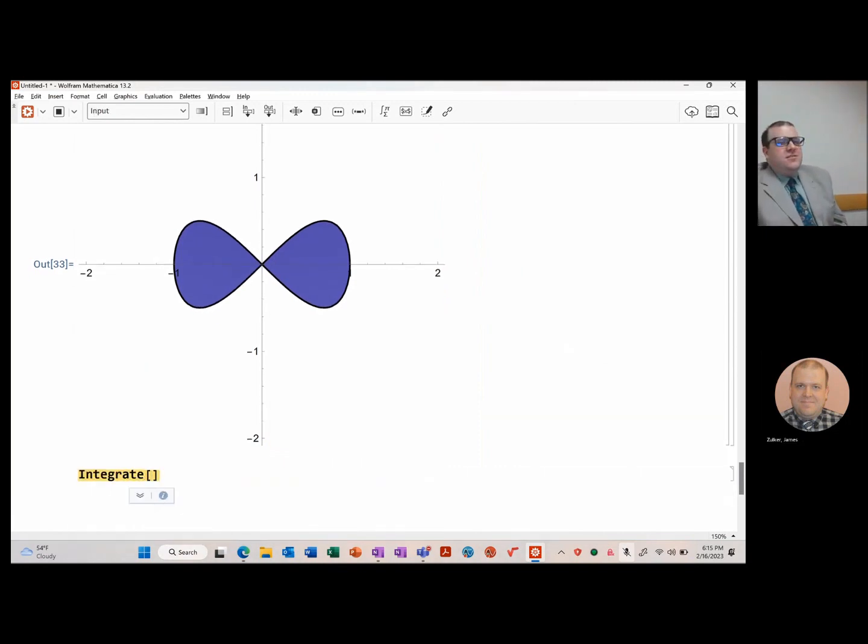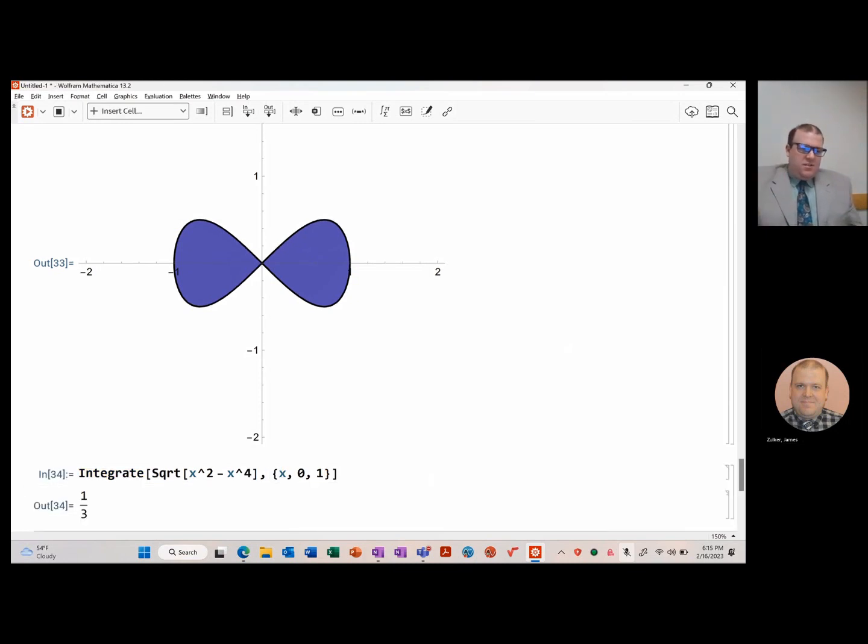Integrate your function. So the integrand, I'm going to do this one, x squared minus x to the 4th. Because we're doing a definite integral, we're actually doing an integral, not an antiderivative, we're putting braces: the variable we're integrating with respect to, lower limit of integration, upper limit of integration. Shift enter, we get 1/3. We just have to multiply that by 4 and we have our total area.